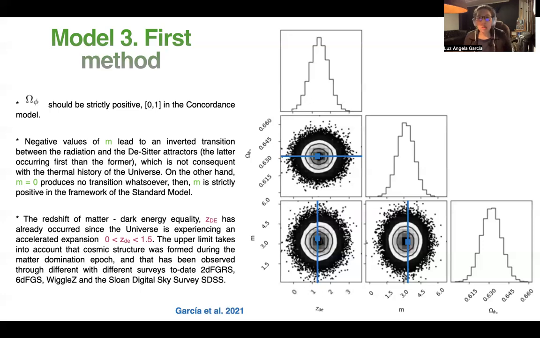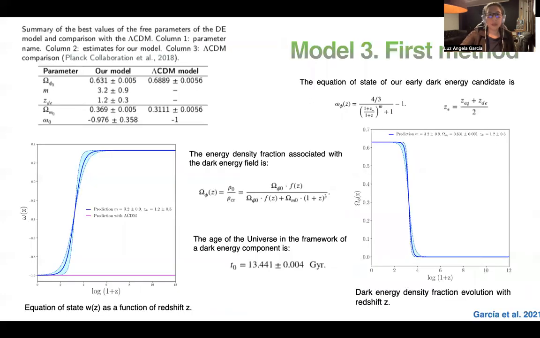Those are the results that we published at that point, and for that, we used a pipeline that is described in this work. Here we are also showing how the dark energy density fraction evolves as a function of redshift with the best parameters we find there, and also the evolution of the equation of state as a function of redshift.